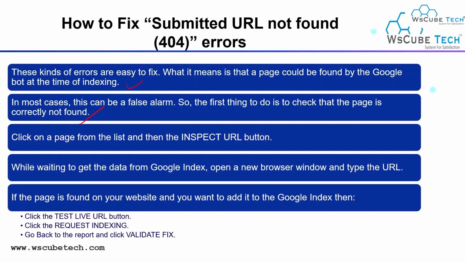When you find that your page is fine, then you have to simply click on inspect URL, as we previously discussed. Then, while waiting to get the data from the Google index, open a new browser window and type the URL. If the page is found on the website and you want to add it to the Google index, then you have to click on the test live button, as we previously did. Click request indexing, go back to the report and click validate. For validate fix, we have to completely resolve all the errors on your site. If you are done with all the error part, then you will click on the validate fix option.